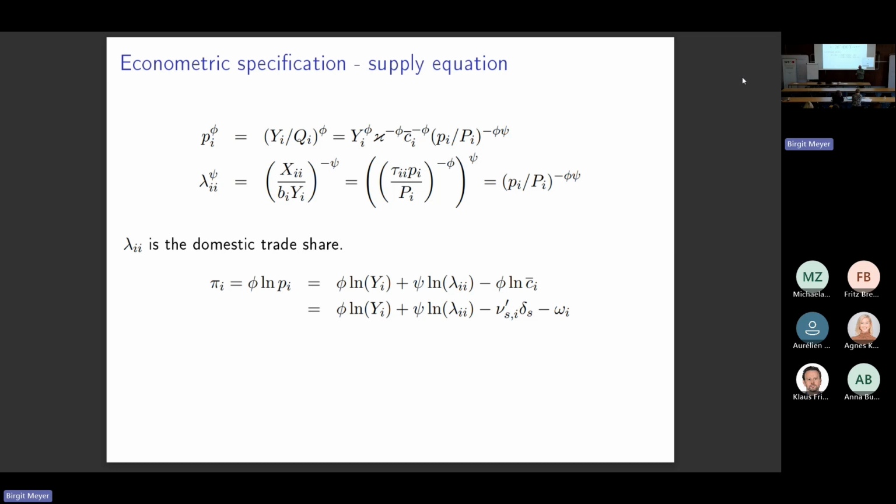I skipped the constants. There's something left in terms of constants, but that's not important. So what they did is they parameterized the supply curve, having the PI on the left-hand side. On the right-hand side, you have the YI, the lambda I, and the demand shifters, and a supply shock omega I. Okay?